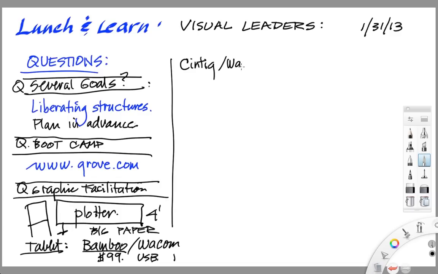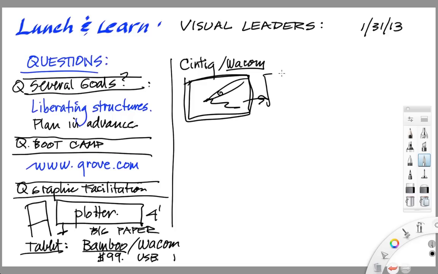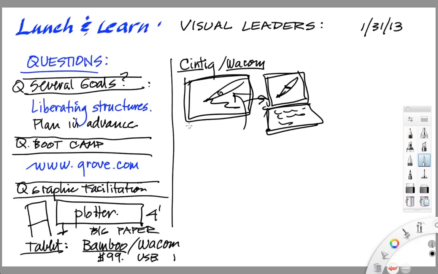I'm using what's called a Cintiq tablet right now by Wacom, and I'm actually seeing the digital ink come out right under my pen point. So what I'm drawing right now is showing up on this, and this functions like a second screen. It's hooked up to my computer, and the displays are mirrored, so I see what I'm doing, but I'm actually working on the Cintiq. This is a little more complicated, but if you're going to do a lot of facilitation online, you can get much more control. So those would be two of my favorite ones.